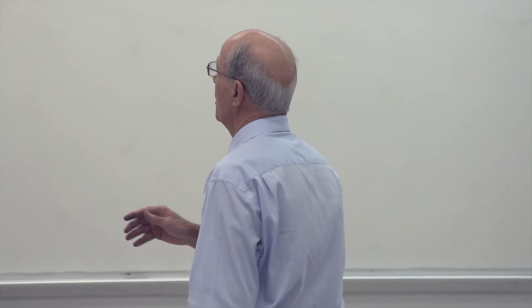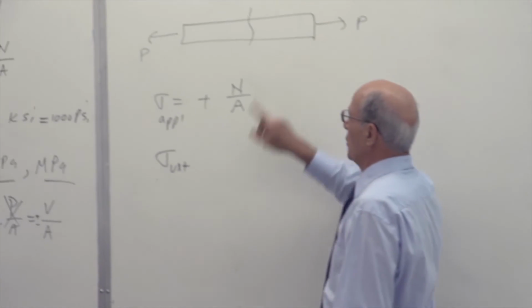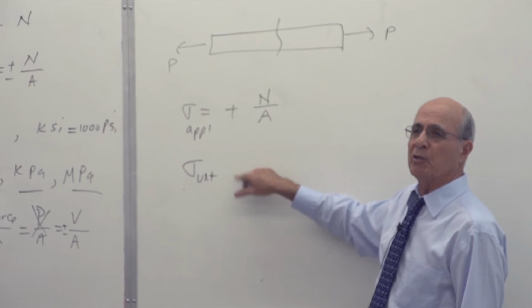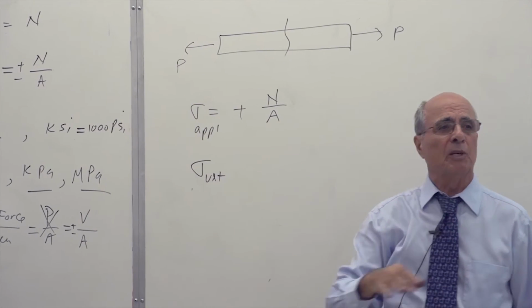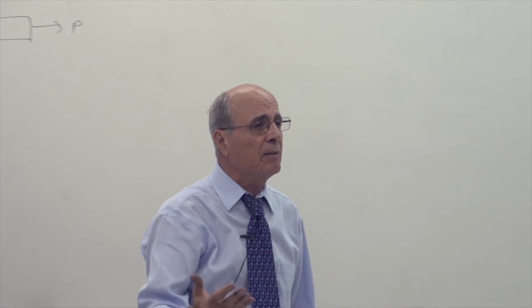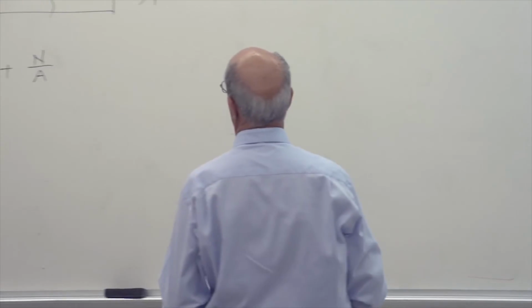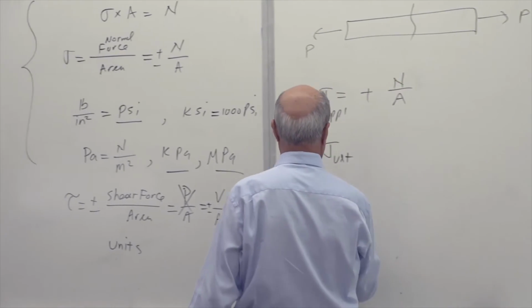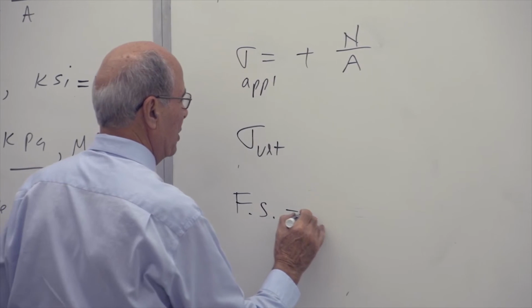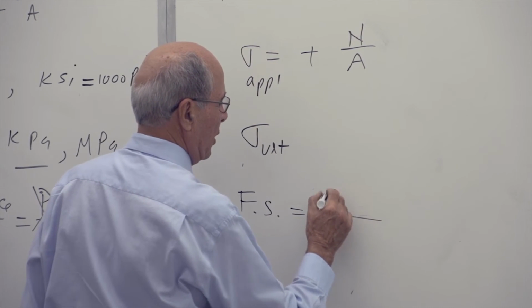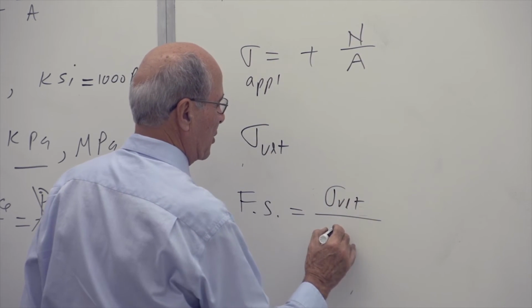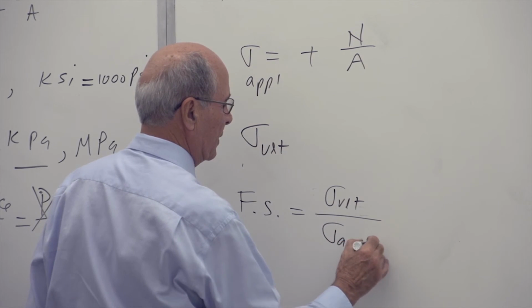Obviously, you are not going to load this structure to this limit. Everybody understands? There is going to be a difference between the two. The difference between the two is your factor of safety. Everybody knows that. So your factor of safety will be equal to sigma ultimate over sigma applied.